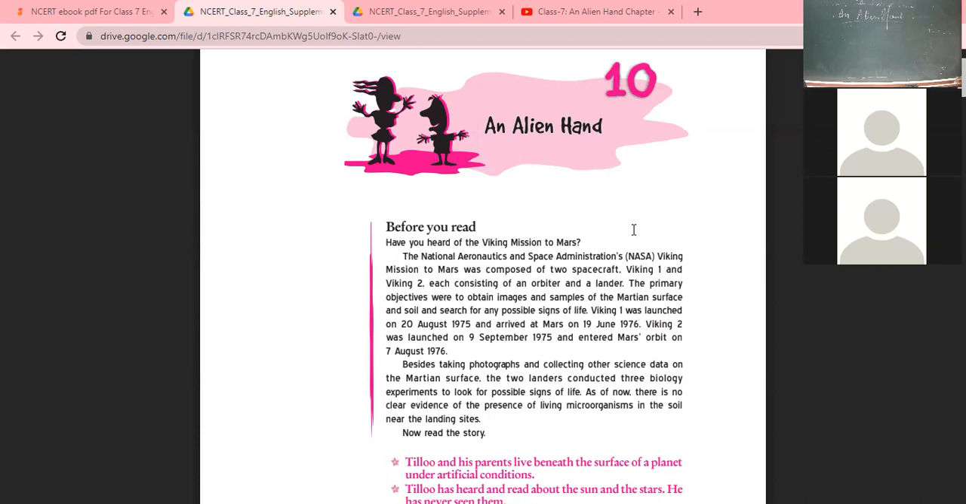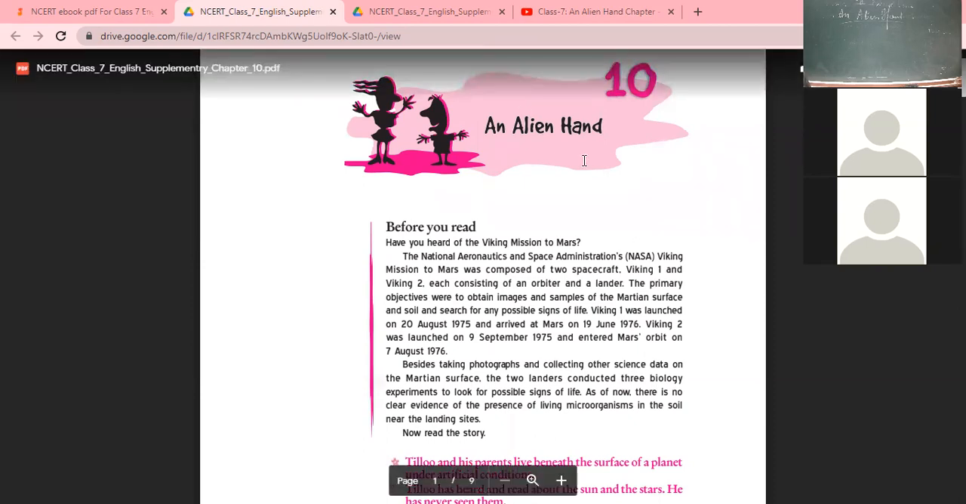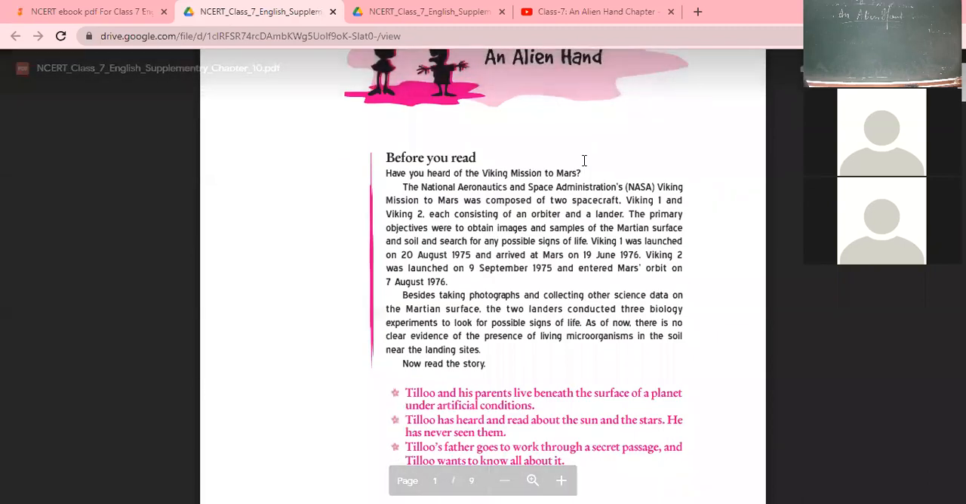Okay, so they are living under the surface of Mars, and some other spacecraft from Earth has come, which has collected the samples of Mars, right? So let us see how Tilu comes to know about the reality of the other planet and why he was not allowed to go. So before we read, let us have a look over this passage which is given here. Have you heard of the Viking mission to Mars?